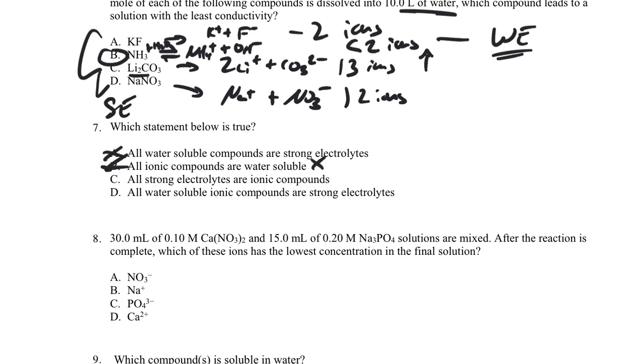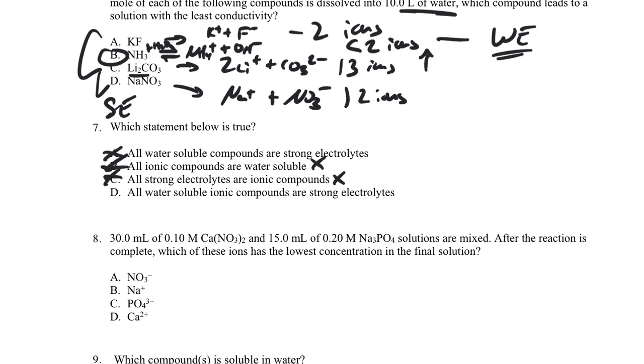All strong electrolytes are ionic compounds. That's also not true, because like HCl is molecular, it's a strong electrolyte. We have our strong acids. Those are all molecular compounds that are strong electrolytes. So just knowing something's a strong electrolyte doesn't let you know it's ionic. So hopefully statement D is true.